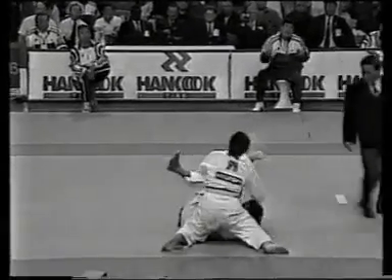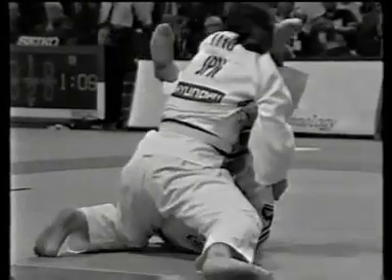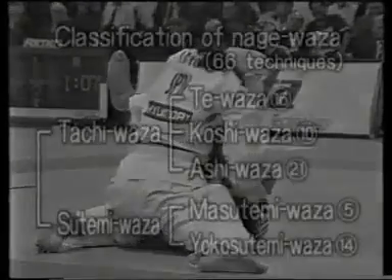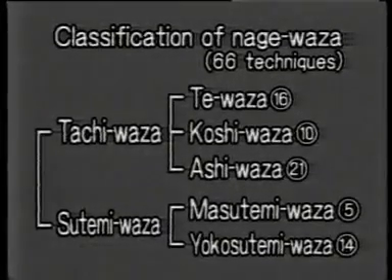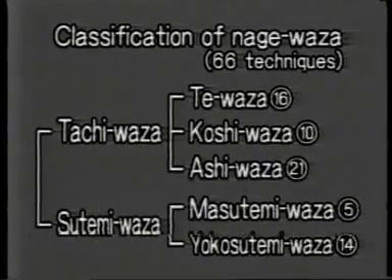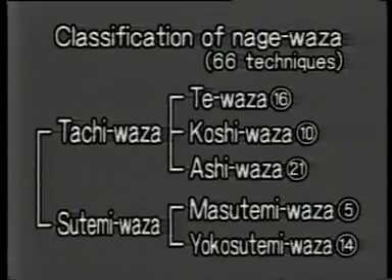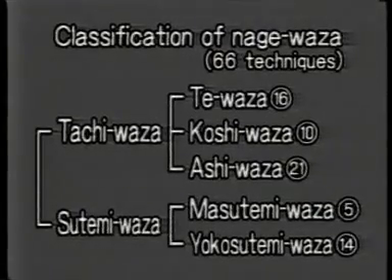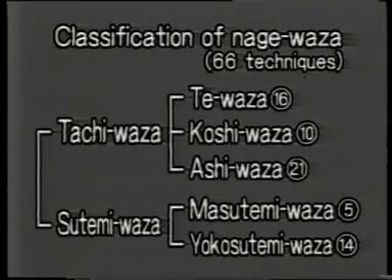Nagewaza or throwing techniques can be divided into Tachiwaza, standing techniques, and Sutemiwaza, sacrificing techniques. There are 66 techniques in all, and they're classified as shown here. Let's look at the basics of each technique and how it's applied, focusing on the differences between techniques that may appear similar with examples from actual competitions.